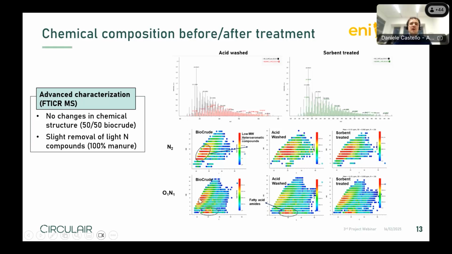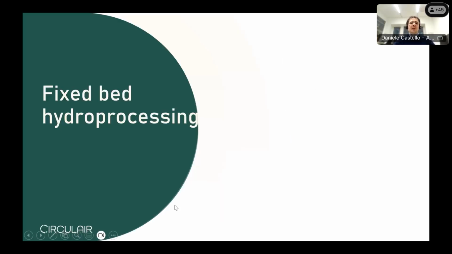We also performed, thanks to our partners at Eni, some characterization of the products before and after the treatment, the demineralization, and we found relatively negligible differences. In some cases, the treatment resulted in a reduction of some of the light nitrogen-containing compounds, both for acid and sorbent wash, with a prevalence of the acid wash. And here you can see some of the FT-ICR MS results elaborated by our partner Eni. These results were also summarized in a public deliverable from the project.